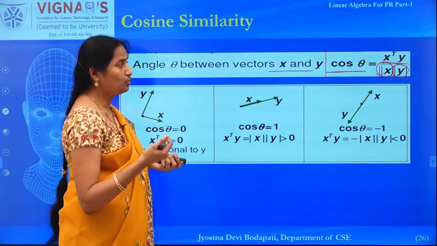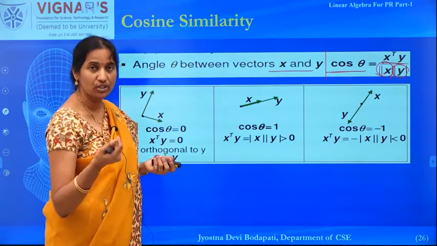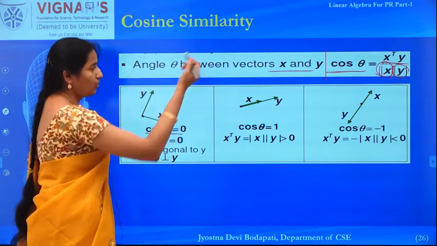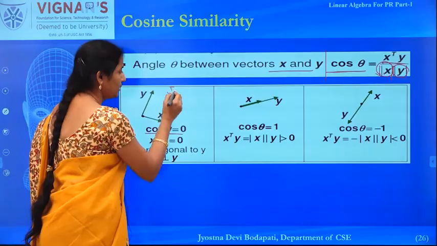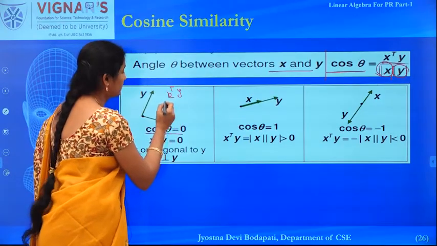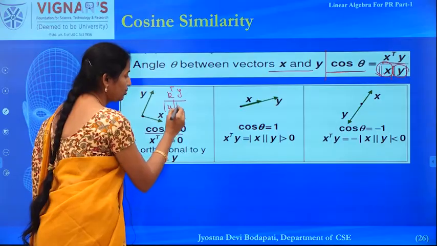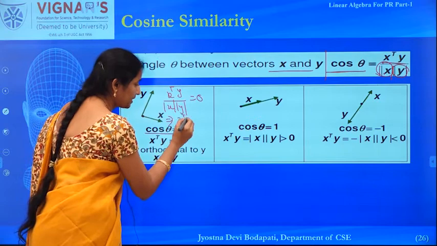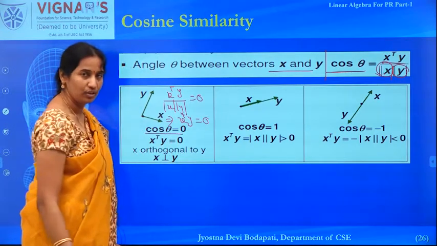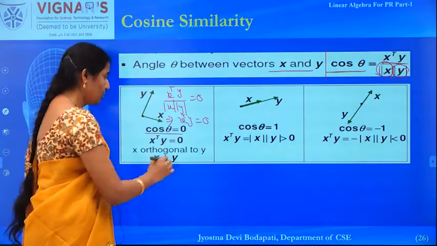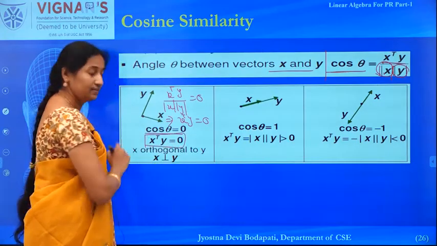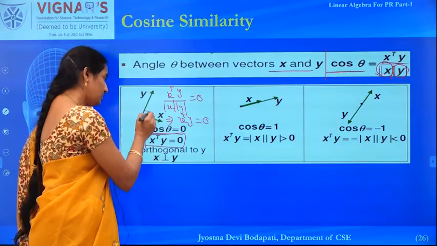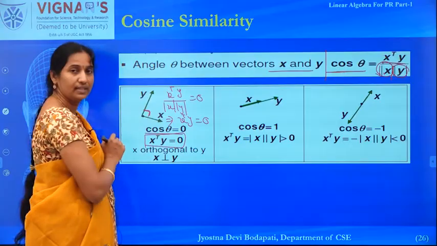This angle between the two vectors gives some interesting relationships between the vectors. Now consider if the cos theta value is 0. So cos theta is what? It's x transpose y by norm of x into norm of y, which is 0. From this I can simply write x transpose y equal to 0. Is it not? So x transpose y is 0 means what? The vectors are orthogonal to each other. If you observe, the angle between these two vectors is 90 degrees.